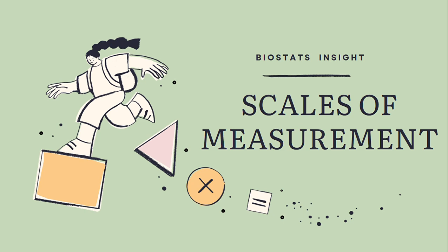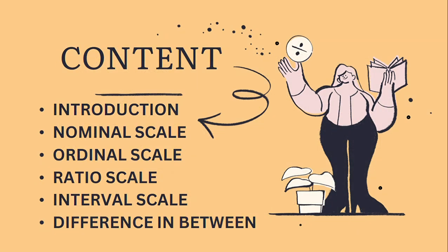Today we are going to discuss scale of measurements and other insights. First we are going to discuss the introduction, why we need the scale of measurements, and then what types of scales of measurement there are: nominal scale, ordinal scale, ratio scale and interval scale. Then we will check the overview of all these scales and then we'll see the difference between them.